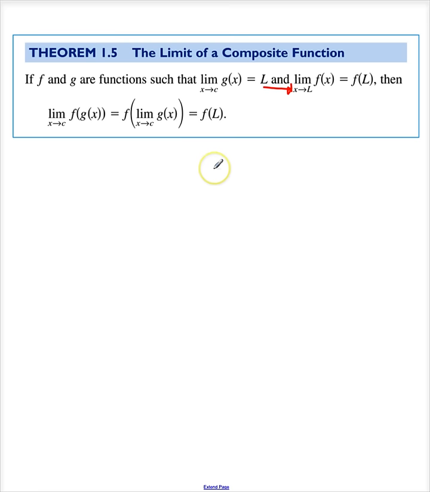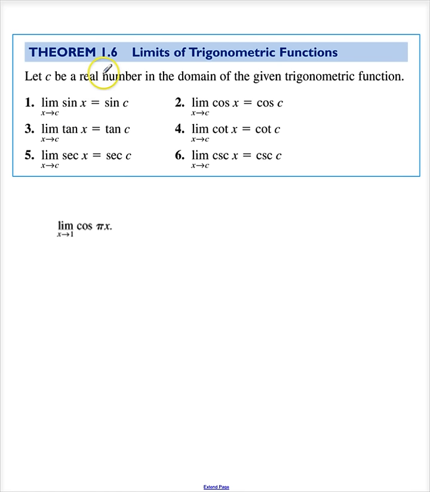Now this looks a lot more complicated. In practice, it's very straightforward. As a matter of fact, this little bit of sleight of hand has some really cool mathematics behind it, but it is very easy to use. Now similarly, the limits of trig functions are straightforward. If c is a real number in the domain of the given trig function, then the limit as x approaches c of sine of x is sine of c. This is the same sort of concept where we're doing a composite function of sorts.